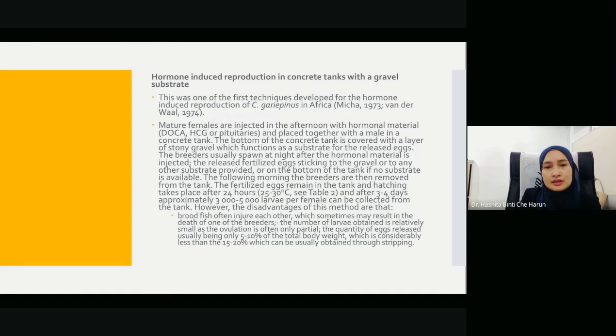However, the disadvantages of this method are that broodfish often injure each other, which sometimes may result in the death of one of the breeders. And the number of larvae obtained is relatively small, as the ovulation is often only partial, and the quantity of eggs released is usually only about 5 to 10% of the total body weight, compared to about 15 to 20% if you use the fully artificial method.